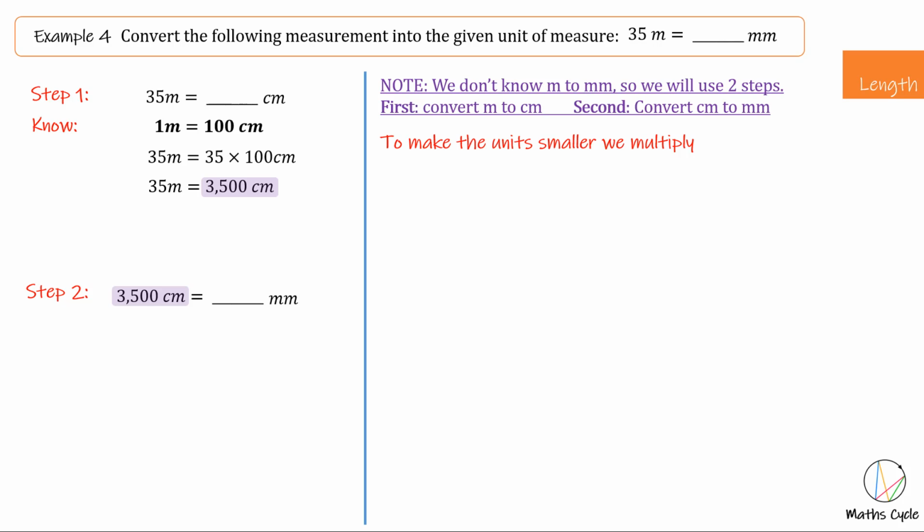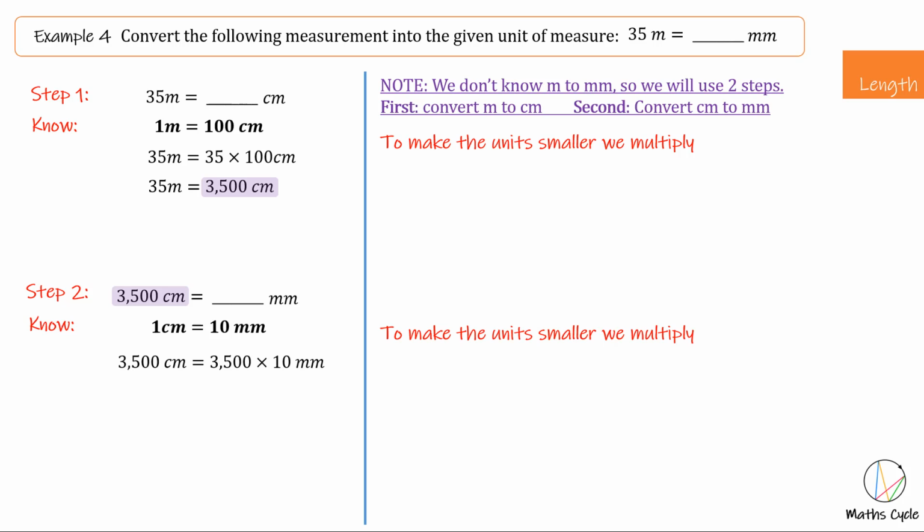Okay, again, centimeters to millimeters, making it smaller, which means we're going to be multiplying. And what do I know about centimeters and millimeters? I know that in 1 centimeter I have 10 millimeters. Okay, so 1 centimeter equals 10 millimeters. Well then, how many is 3,500 centimeters? Multiply by 3,500 centimeters. Okay, and what we get there on our calculator, multiply by 10 or just add a 0 on to your 3,500. I have 35,000 millimeters. Okay, so that is your answer.